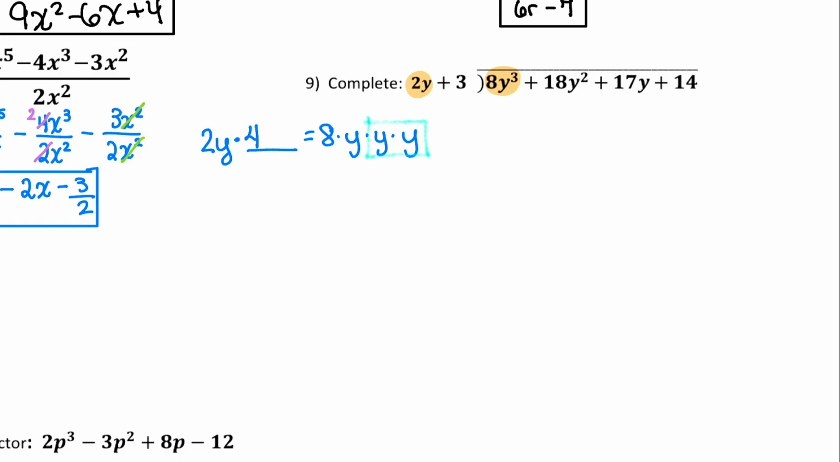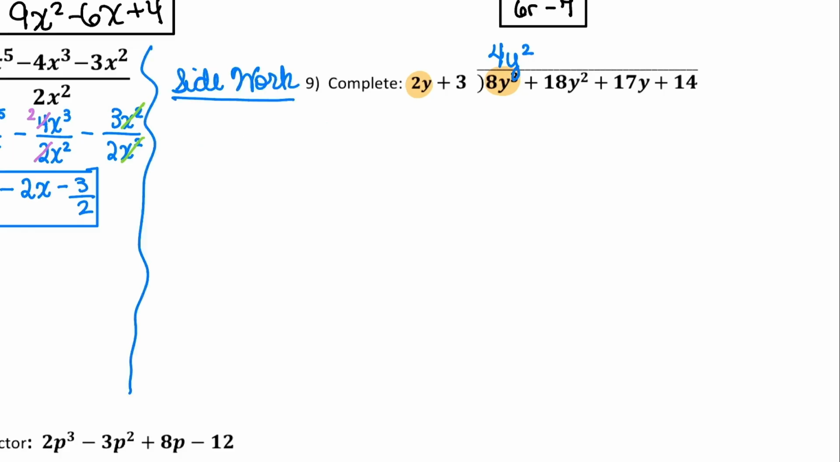We already have one y accounted for, so we're going to need 2 more. That means that 4y squared is going to go on the top. So now this is where a lot of students get mixed up. We are now going to take the number that we just got, multiply it by this whole binomial, and then subtract the result. And this is where I like to do this over to the side.